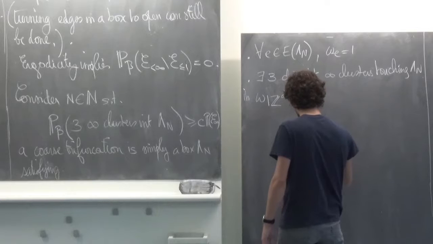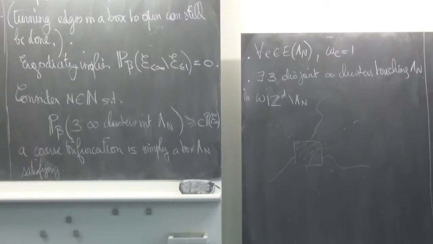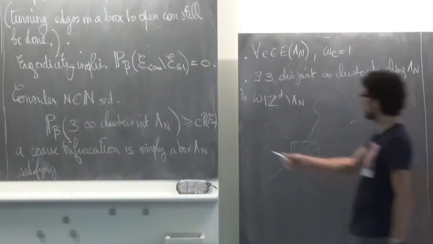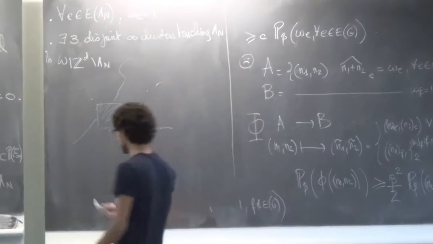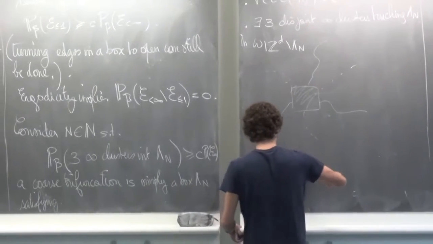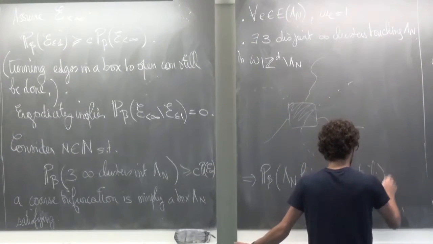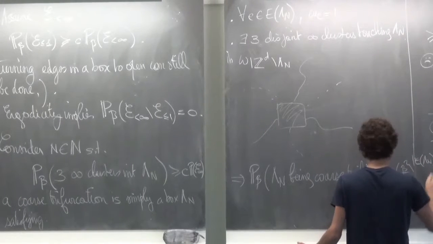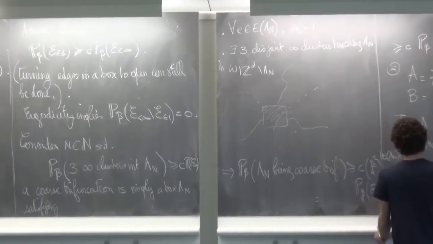So I have a box like that. All the edges are open here. And I have three disjoint clusters touching the box. So by definition, these three clusters are in fact connected if I use the edges in the box. But if I ignore completely the edges in the box, I have three disjoint clusters. And the probability here, plus this insertion tolerance, allows me to say, then, the probability of lambda n being a coarse trifurcation is larger than constant times beta squared over 4 to the number of edges in lambda n times probability of E infinity. So there, now I'm only using opening the edges.